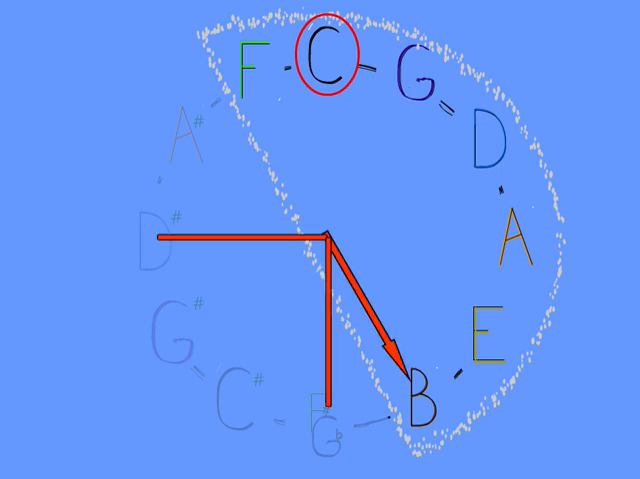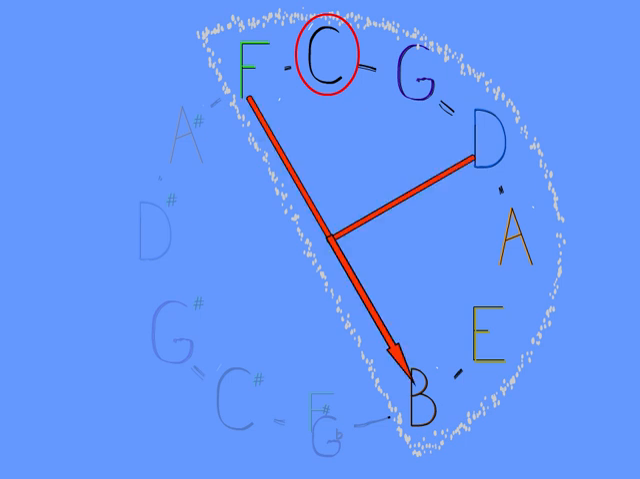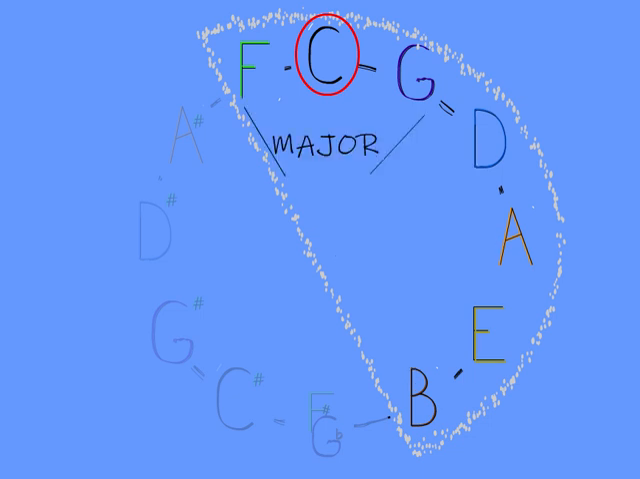Finally, moving to the B, we get something different. Two of the notes in the B triad, D sharp and F sharp, are outside the C scale. So the B triad looks like this, B, D, F. This chord is called a half-diminished. So our major scale can produce three major triads, three minor triads, and one half-diminished triad.